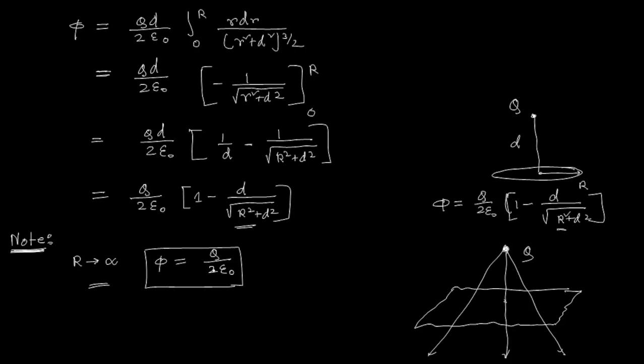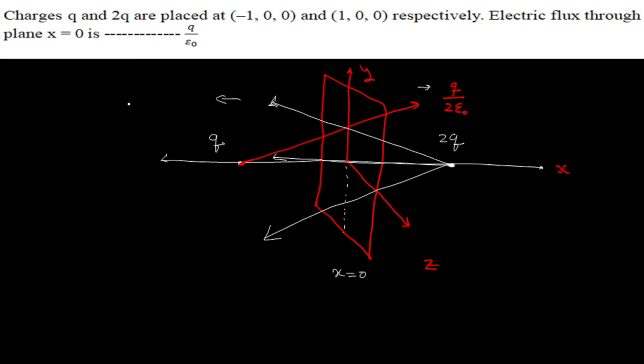According to this definition, one can write q divided by 2 epsilon naught, but for the second case the charge is 2q, so it will be q divided by epsilon naught. Then what will be the net flux? Flux through the x equals to 0 plane.